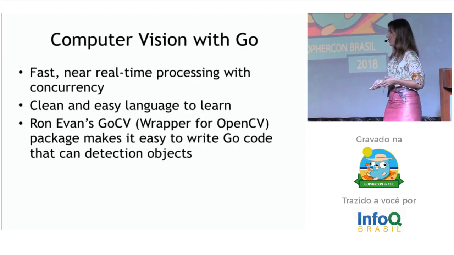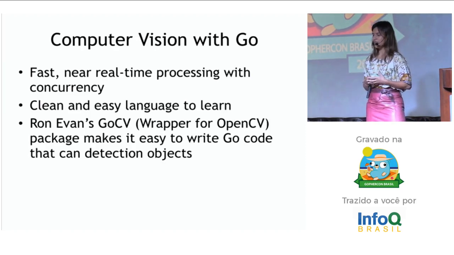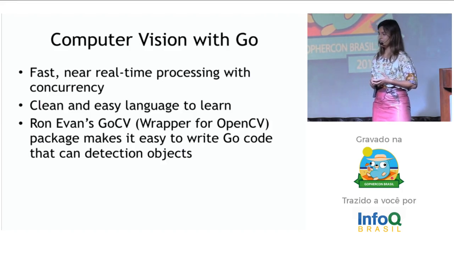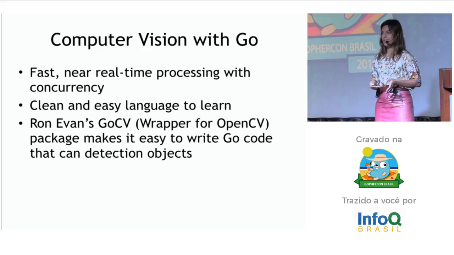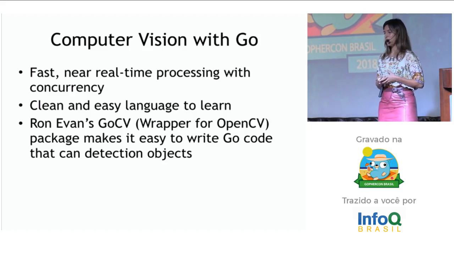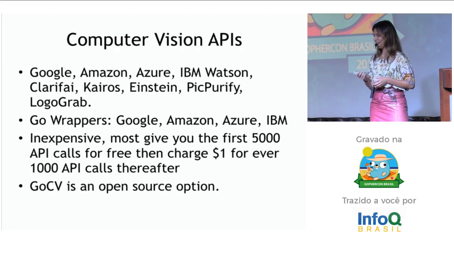Now, computer vision with Go, I feel like there's a great benefit to deploying models with Go. For any development, it's valued for its speed and near real-time processing, which is really important for computer vision. It's also a really clean and easy language to learn. And there's already a Golang wrapper for OpenCV that's really easy to work with. I'm going to be doing a few demos using it, and you'll see how fun and easy it is to work with. So I recommend working with GoCV.